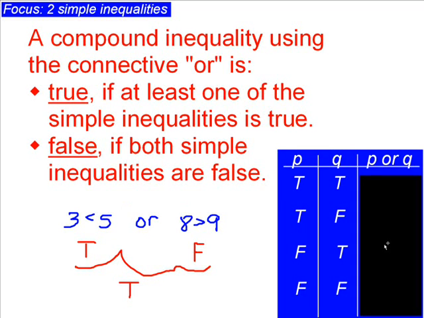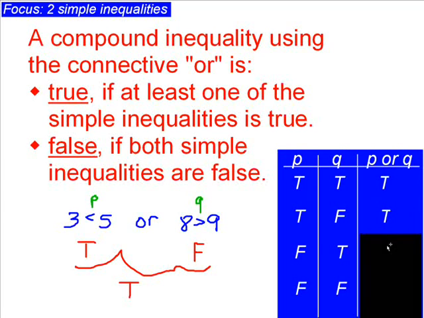Over to the right, you'll find a chart that summarizes this. If you let the first simple inequality be the letter P and the second one be the letter Q, the chart makes a little bit more sense. It says that if the first simple inequality is true and the second one is true, then the compound inequality is said to be true. Likewise, if the first is true and the second is false, like in our example, the compound inequality is again said to be true.